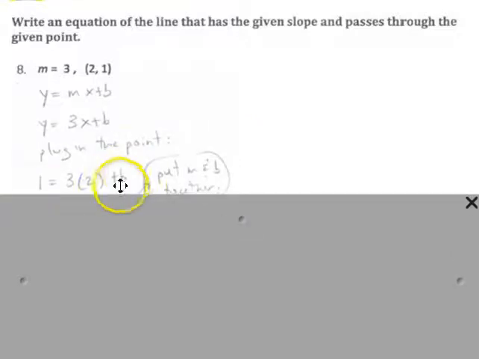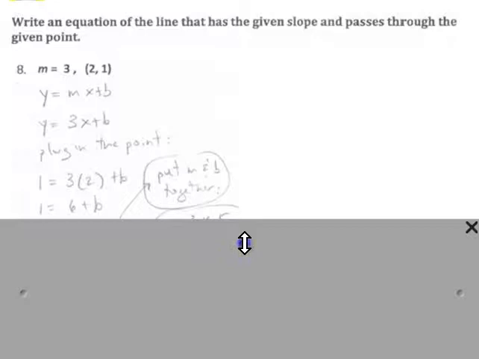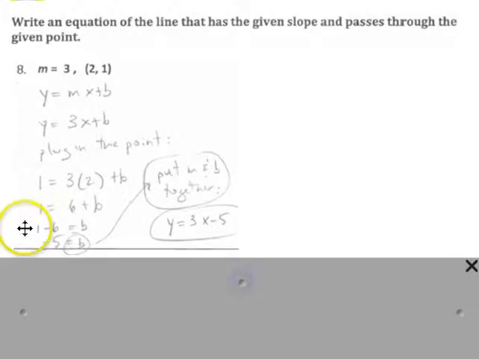Okay, now I've got to figure out what b is. 1 equals 3 times 2 plus b. 1 equals 6 plus b. Move this 6 over, and b is going to turn out to be negative 5. Now I do know what I needed on previous slides. I have the slope, and I have b. Put them both together, and there's my equation, y equals 3x minus 5.